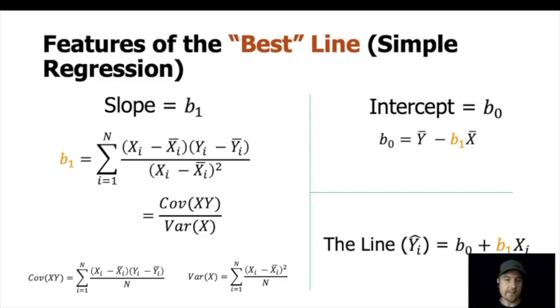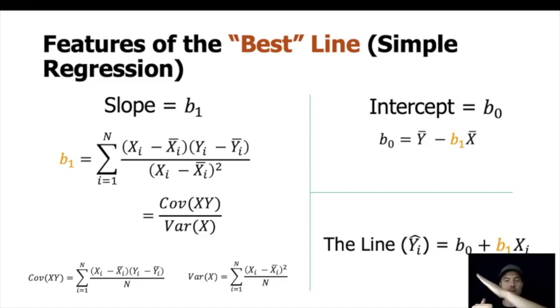What's awesome about this is that it's fairly straightforward. It's just saying how much they move together over how much does x just move anyway. That gives us our slope, and that is very interpretable. It is the slope of that line. So how much does it go up when you move over 1 unit in the x?